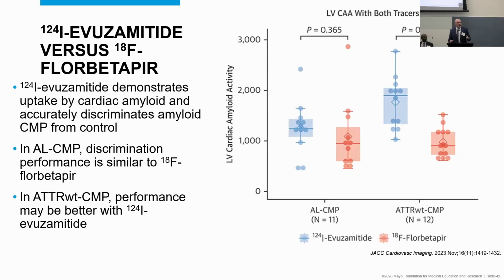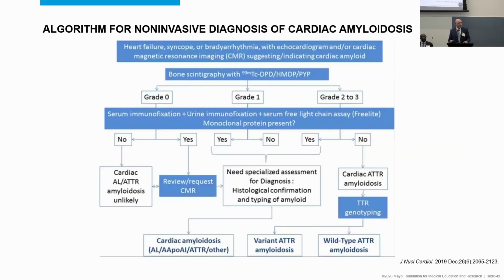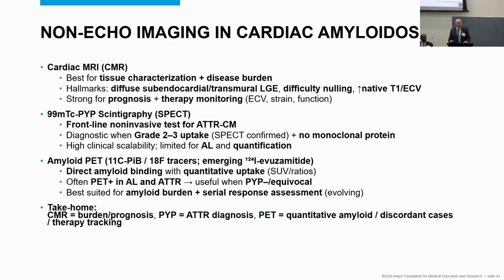And then a comparison, again, as I said, evenamutide tends to have better uptake and better discrimination for TTR, and similar for AL, comparing to the fluorobutyravir, which has been available. This was already shown. For the sake of time, I'm not going to go over it.